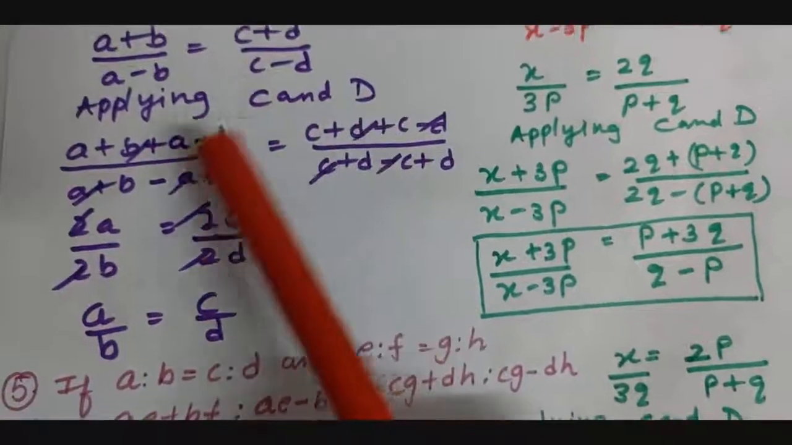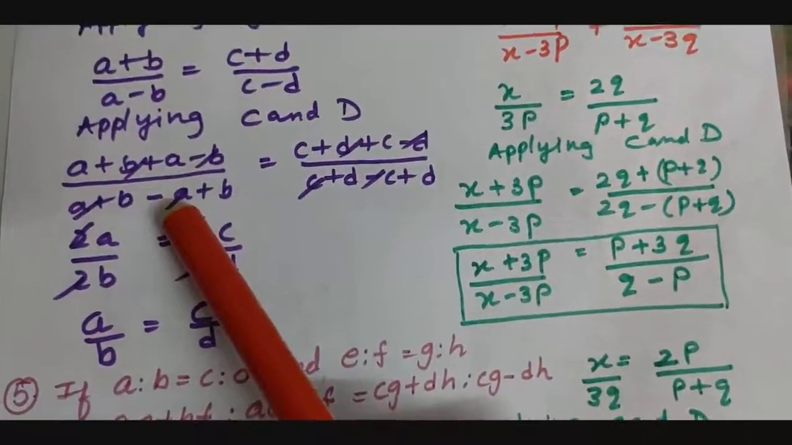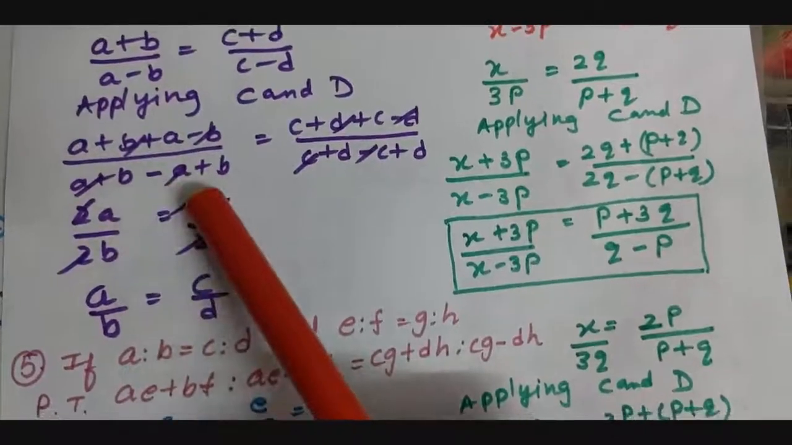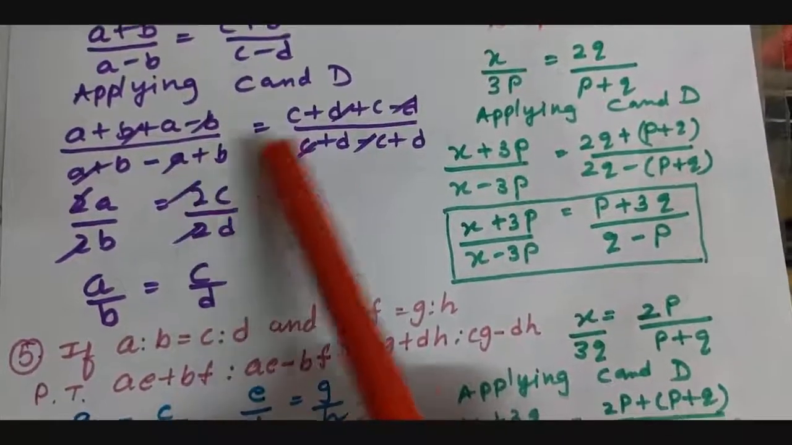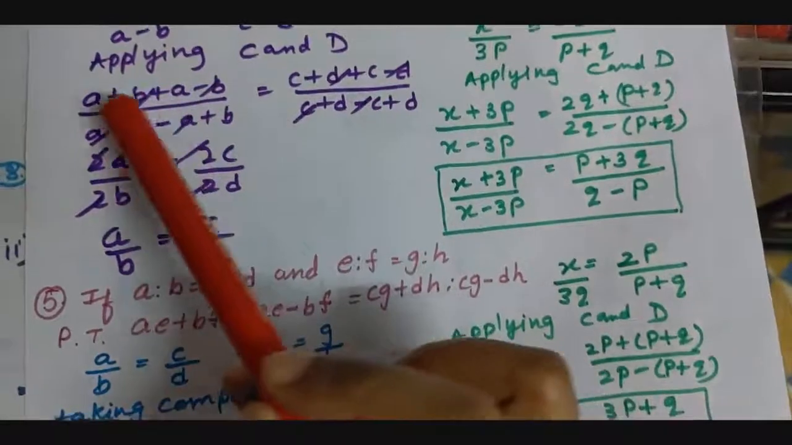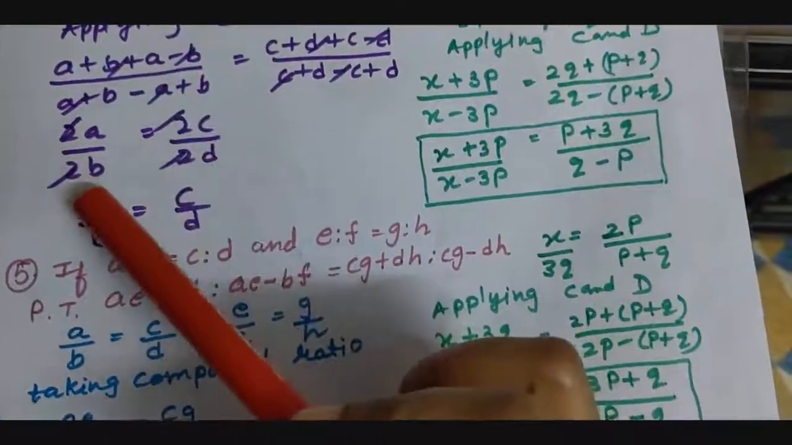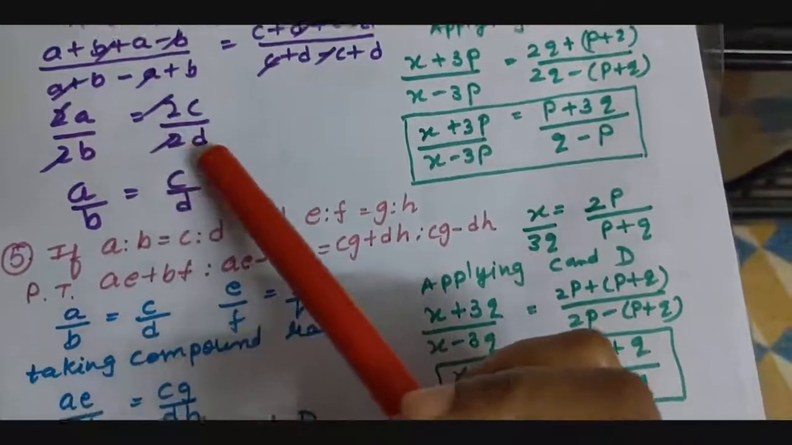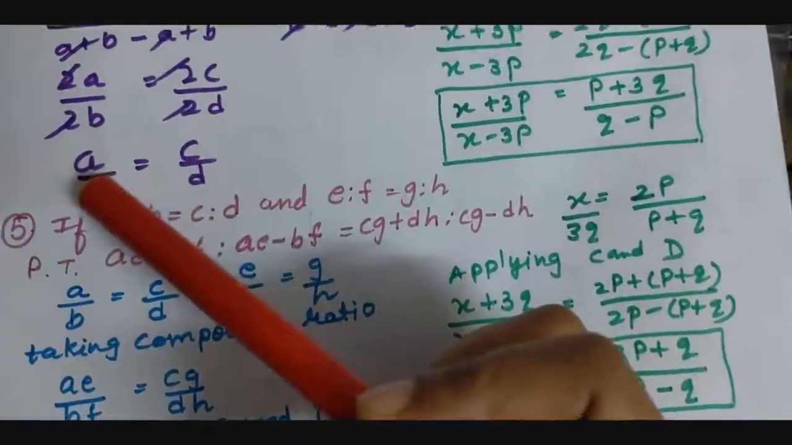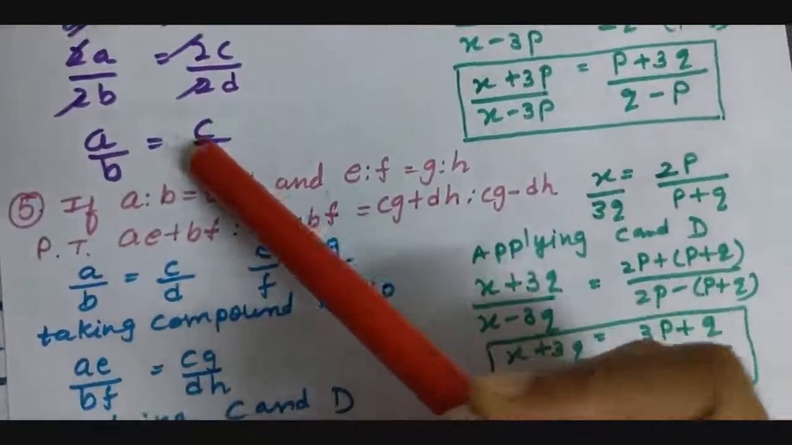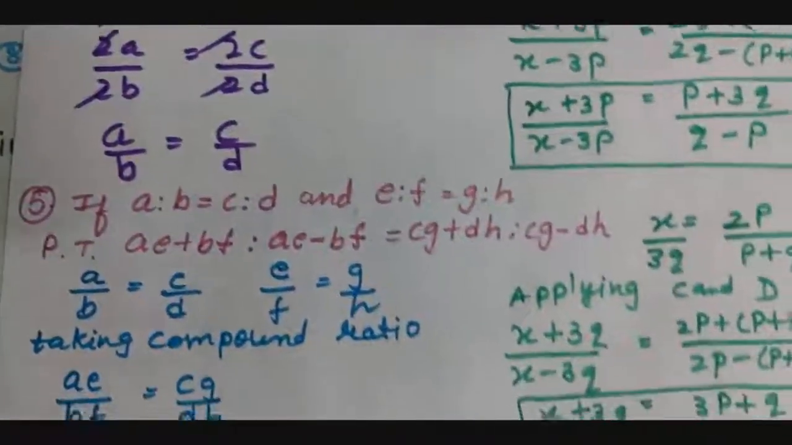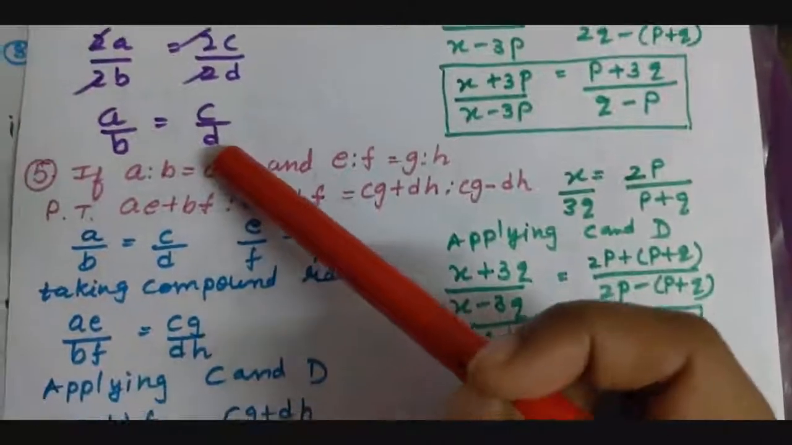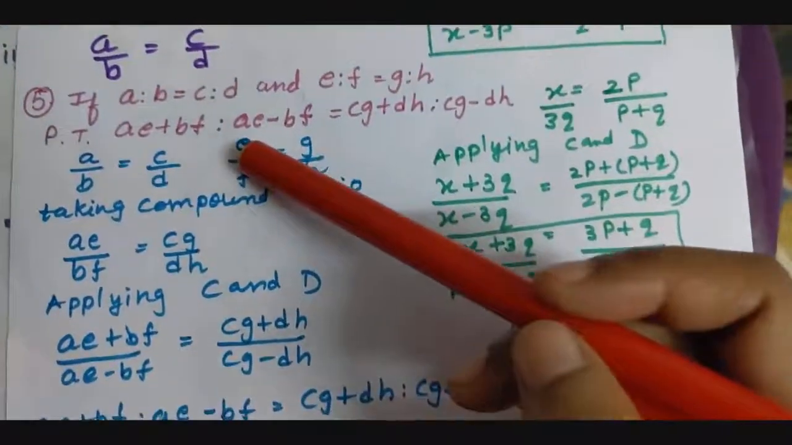Applying C and D, now I take componendo and dividendo, that you can see here: numerator plus denominator, numerator minus denominator, both the sides. So I am left with 2a and denominator 2b, 2c upon 2d. Now 2 cancelled from both the sides, so a upon b is equal to c upon d, which is our required result.